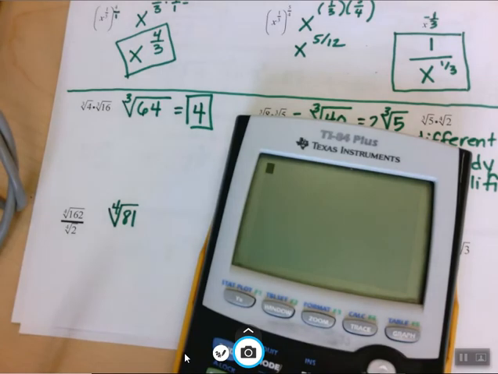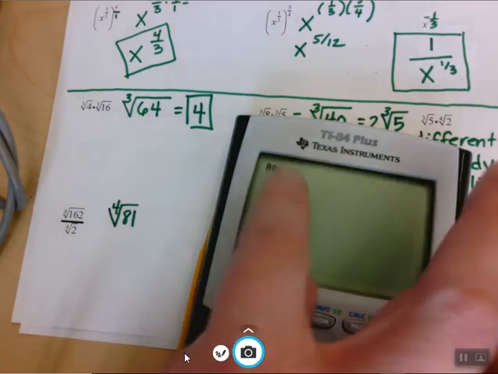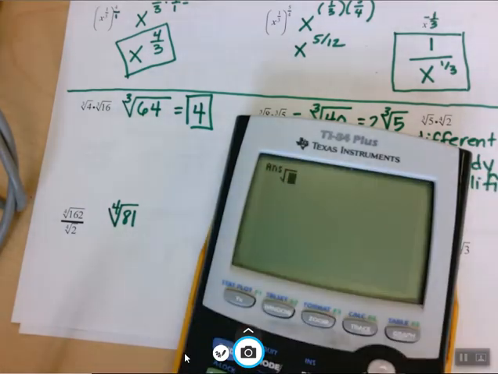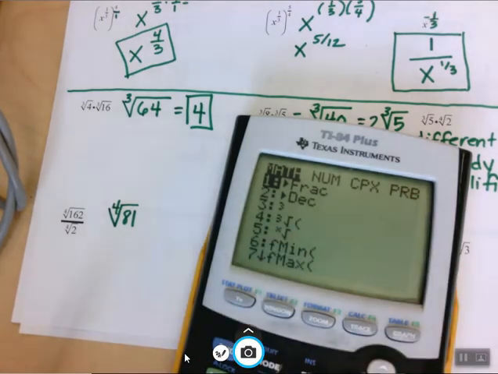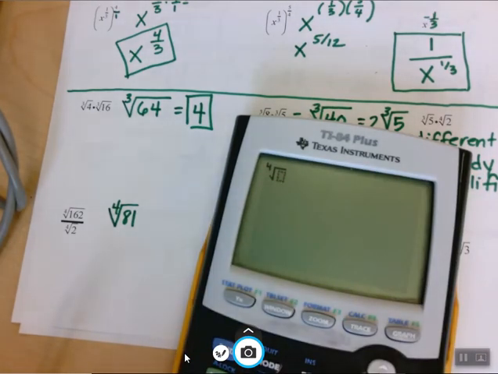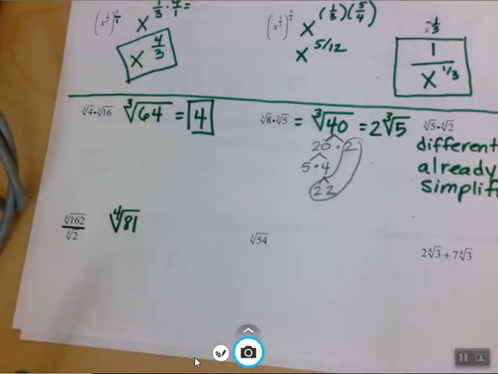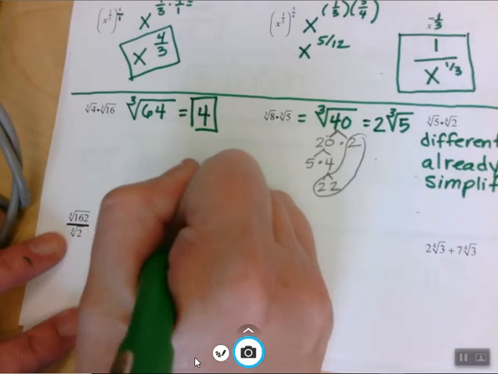Is there one like that? Math, then what? Oh, do I have to put the 4 first, though? Let me try it. So 4, math, 5. Oh, that made a 4th root. That's really cool. And then 81. All right, so I get 3 also. All right, so I got 3 the same as you guys.